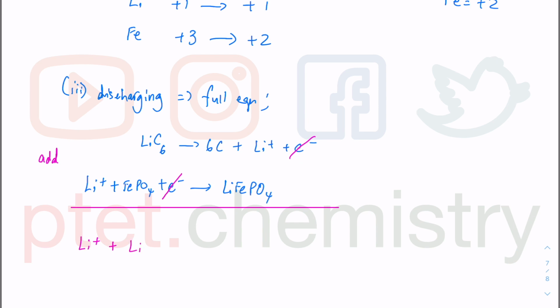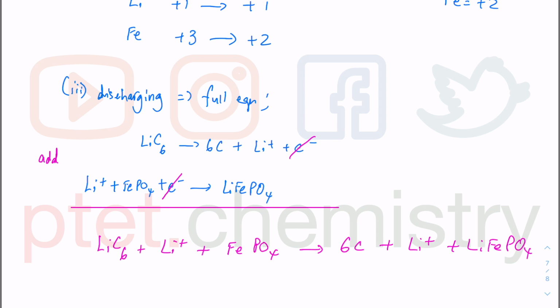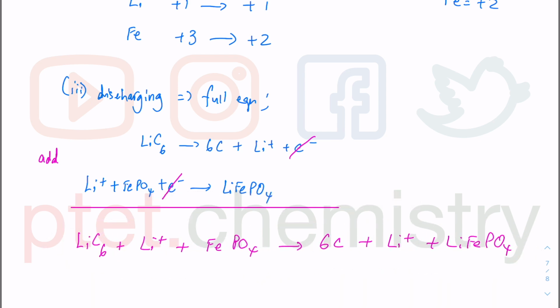We should probably do the top bit first. So there is LiC6 plus Li plus FePO4, and then they give me 6 carbon plus Li plus LiFePO4. I remember when I did this the first time in the tutorial that I published before the marking scheme, some people already spotted that, I've cancelled out the electrons, how come I still have the Li plus there? Of course, you can cancel out the Li plus as well.